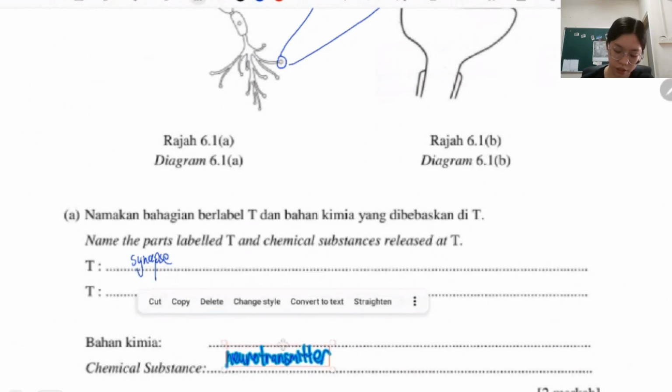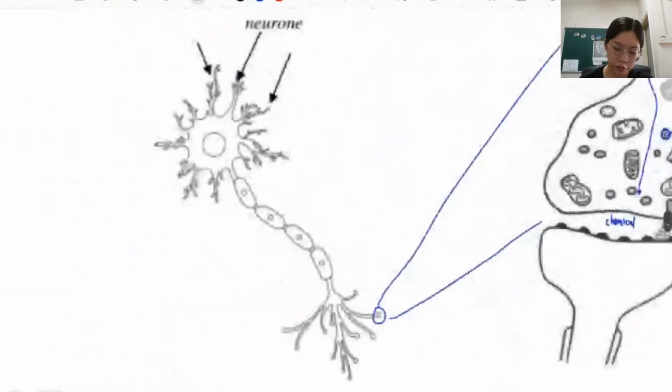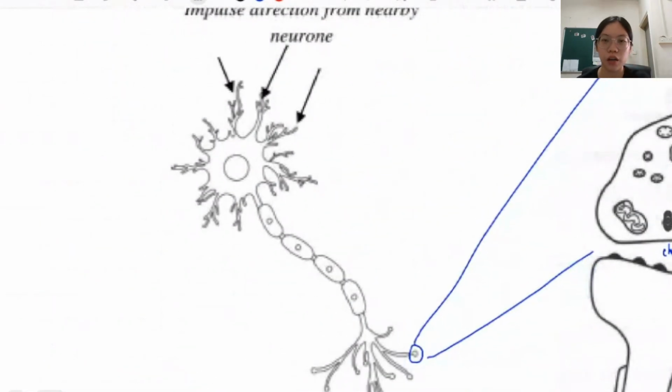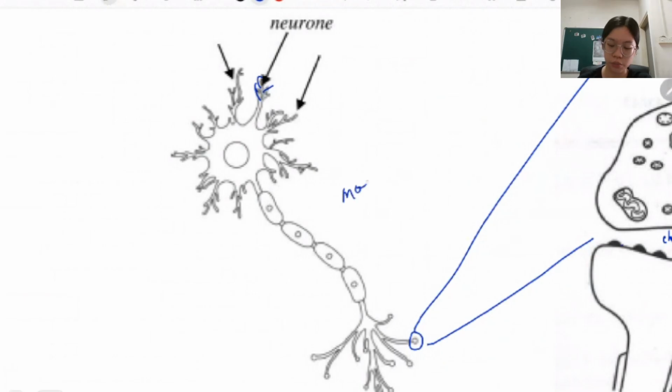Oh, for this one, do you think it is a motor neuron, sensory neuron or relay neuron? So you see the cell body, is it attached to the dendrite? Is it at the end? Yeah, it's at the end. It's not in the middle, right? So this one is actually the motor neuron.